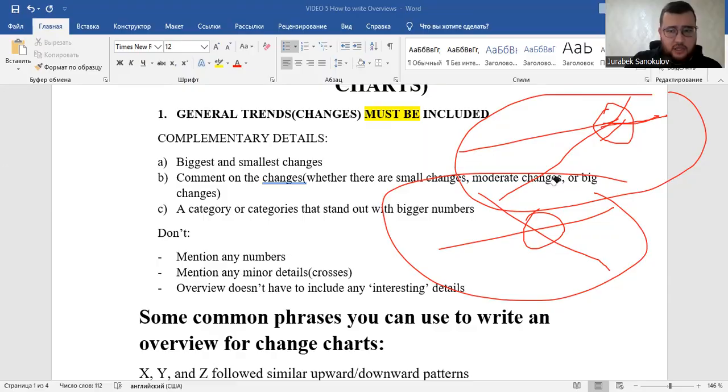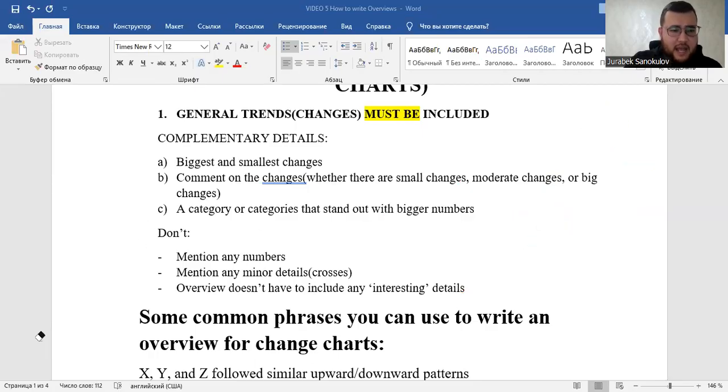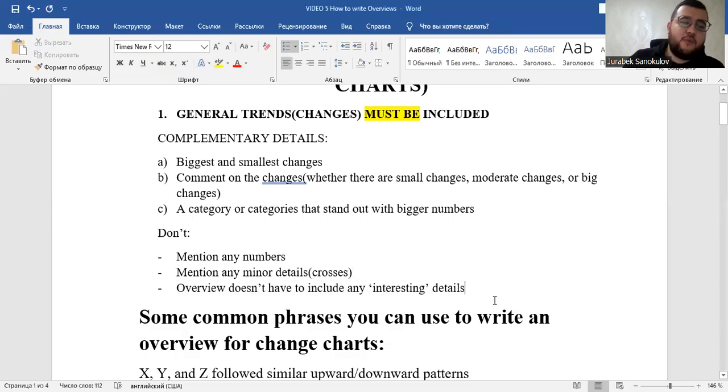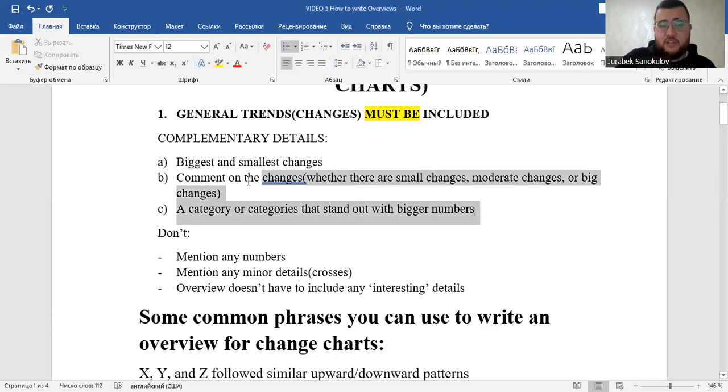You shouldn't include this. And I also said that the overview doesn't have to include any interesting details. So you know, students like this, yeah, students like to get creative when they're describing overviews and they try to find interesting things. You don't have to look for interesting things in the graphs. You just look for the general trends and then other things that I have mentioned here.